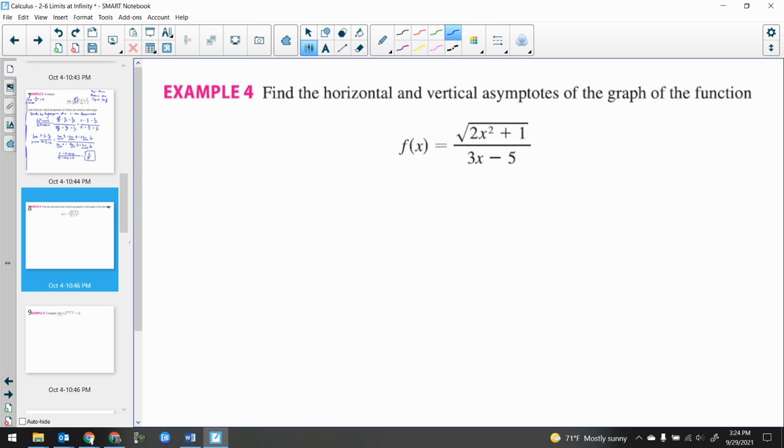Find the horizontal and vertical asymptotes of the graph of this function. We've got f of x is equal to the square root of 2x squared plus 1, all over 3x minus 5.